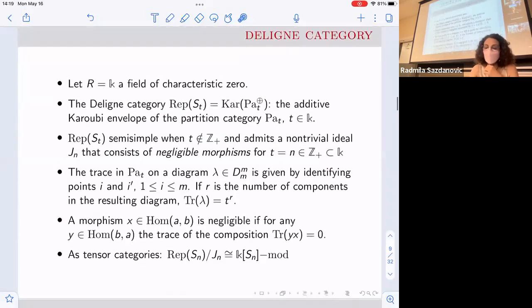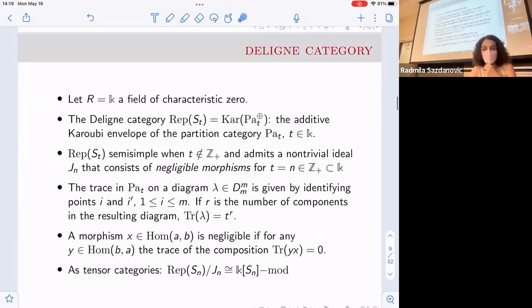Okay, so that's a partition category. What's the Deligne category? Again, for simplicity, let's say that I have a field of characteristic 0. And then I already mentioned the Deligne category is the Karoubi envelope of the additive closure of the partition category. And then here are some of the facts that we're going to need. What's the Karoubi envelope? You allow all the formal sums and then you kill all of the idempotents that you sort of need.